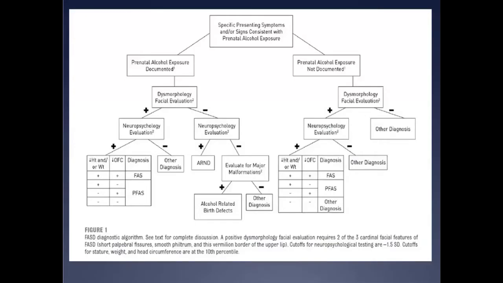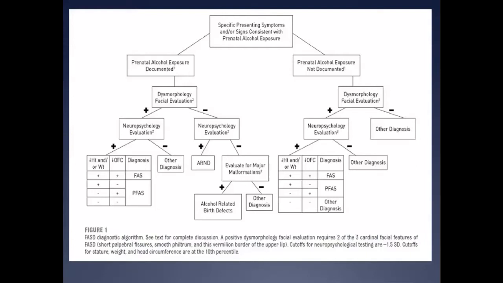And so what we do is we utilize this algorithm. Starting with signs and symptoms of alcohol exposure, we decide whether the alcohol exposure is documented or undocumented. From there, we look at dysmorphology, facial evaluation. So did the child have two out of the three facial features? If positive, we look at the neurobehavioral features that Christy will talk about in just a couple minutes. And from there, we go down and look at height, weight, and head circumference. Depending on which direction a child goes down this algorithm, we're able to determine the diagnosis.